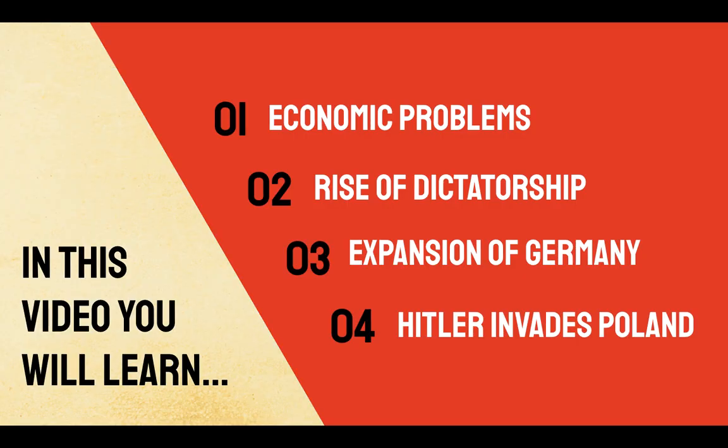As usual, we got 4 things on the agenda. We're going to talk about economic problems happening in the world that lead to this rise of dictatorships popping up around the world. We'll define what dictatorship means in just a moment. Then we'll spend some time talking about how Germany expands in this time period. And finally, we'll talk about the invasion of Poland by Adolf Hitler and Nazi Germany, which really triggers World War II from happening.